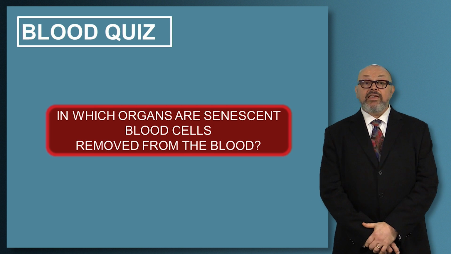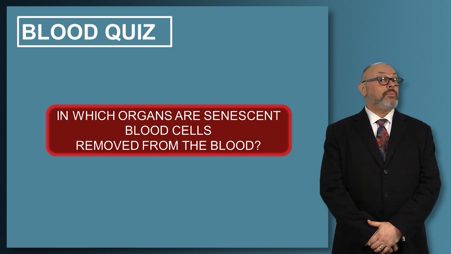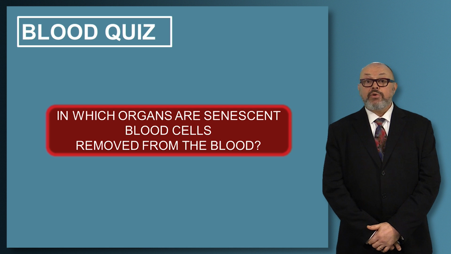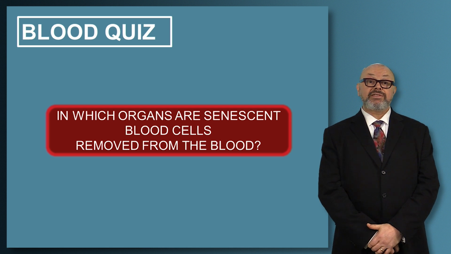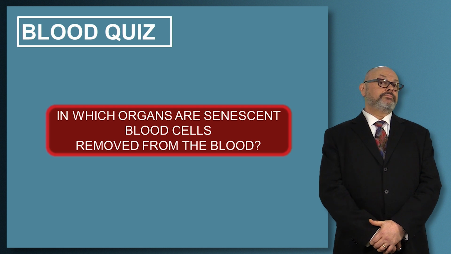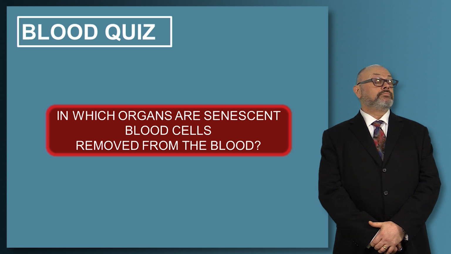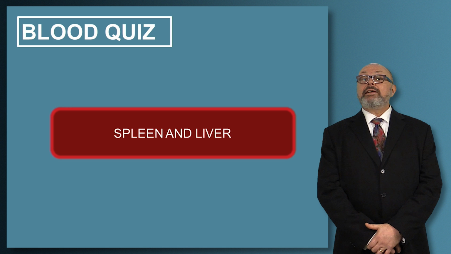Now, if you're ready, I'd like to give you a couple of quizzes. So here's our first quiz question. In which organs are senescent blood cells removed from the blood? Have a think. The spleen and the liver.